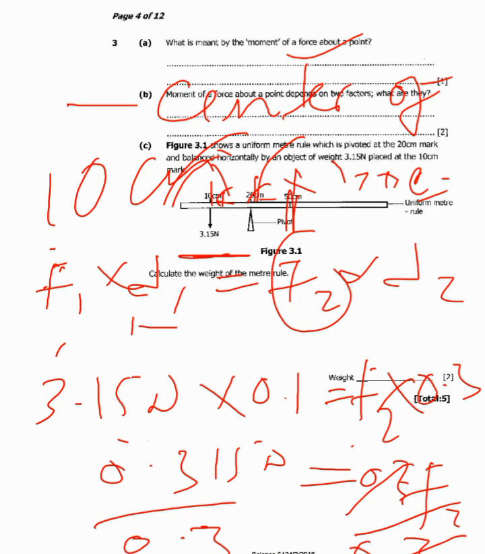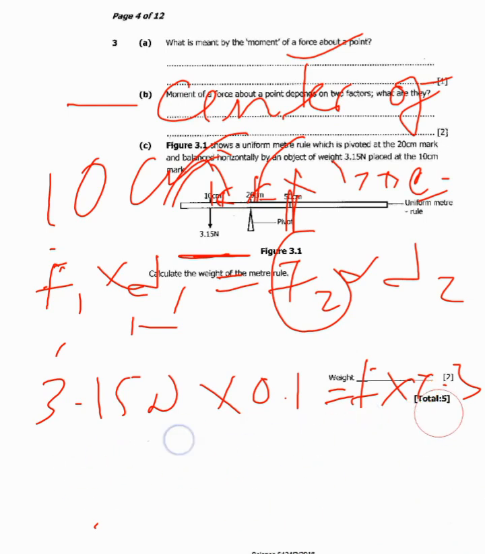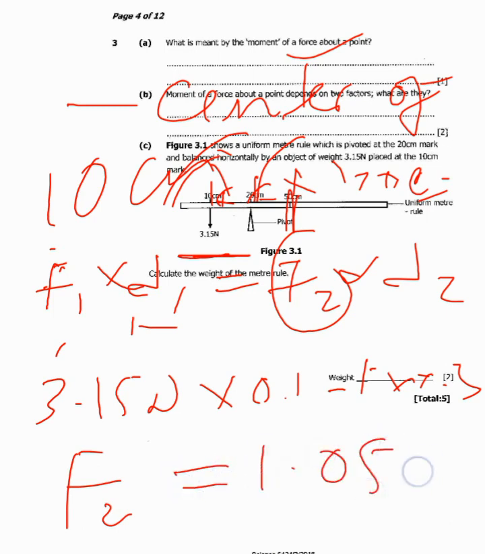The answer that we're going to have is 1.05. So in presenting our answer, we say F2, which is our weight in this case, is equal to 1.05 newtons. This was the answer which was supposed to be found as the weight of the plank. Those steps are very important. Remember, whenever you've been given centimeters and you're calculating moment, change those into meters so that they fit in your formula.